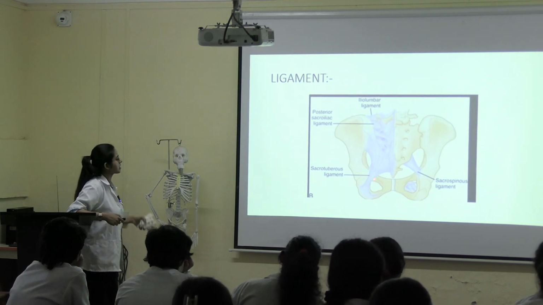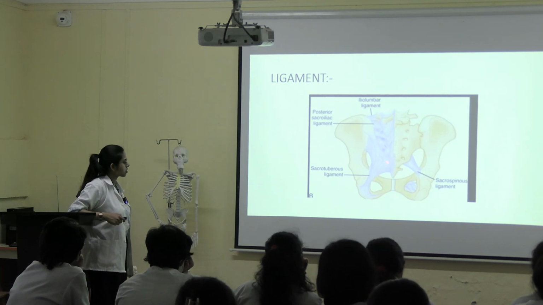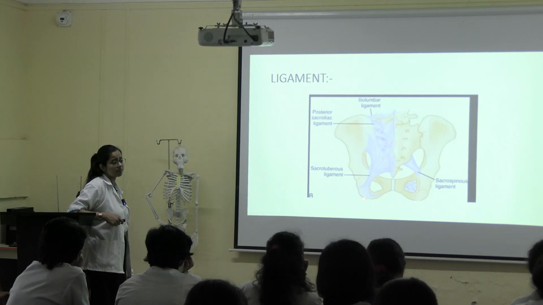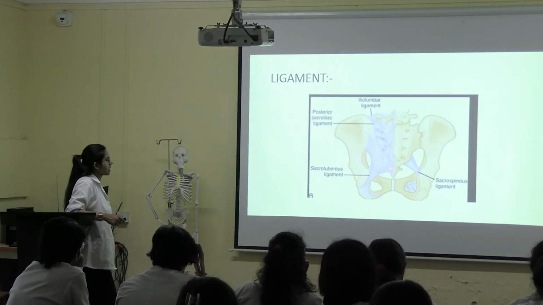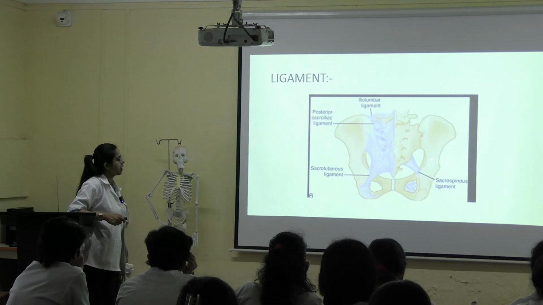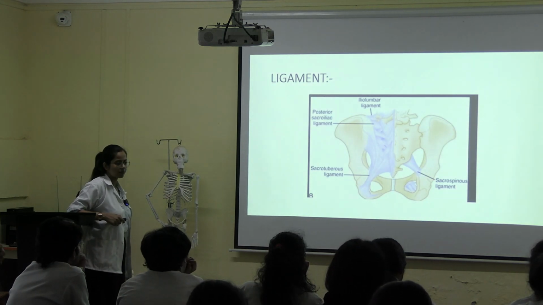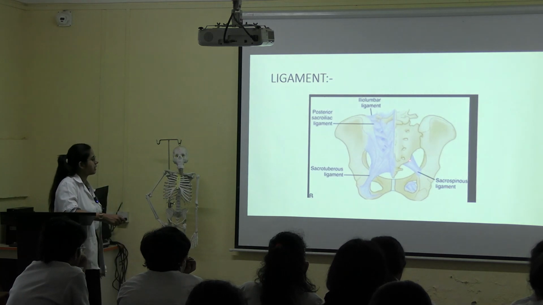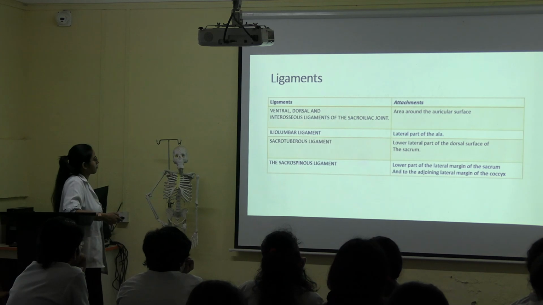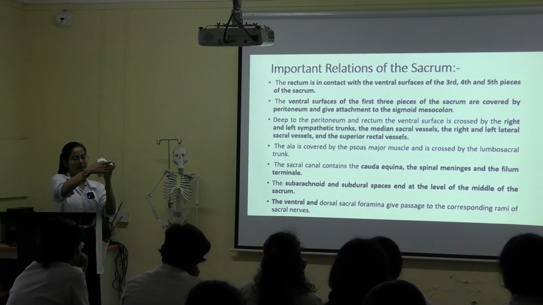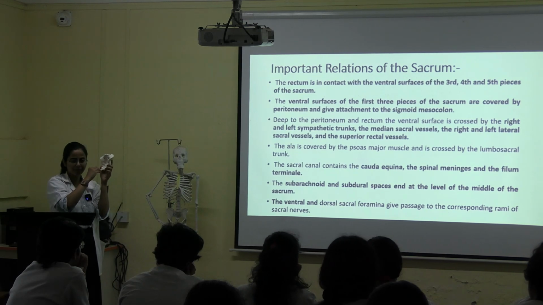Here you can see this is the sacrotuberous ligament, from the sacrum and coccyx to the ischial tuberosity, and the sacrospinous ligament from the sacrum and coccyx to the ischial spine. So sacrotuberous ligament, sacrospinous ligament, and iliolumbar ligament. I already told you that the first two parts are related to the peritoneum and this part is related to the rectum.